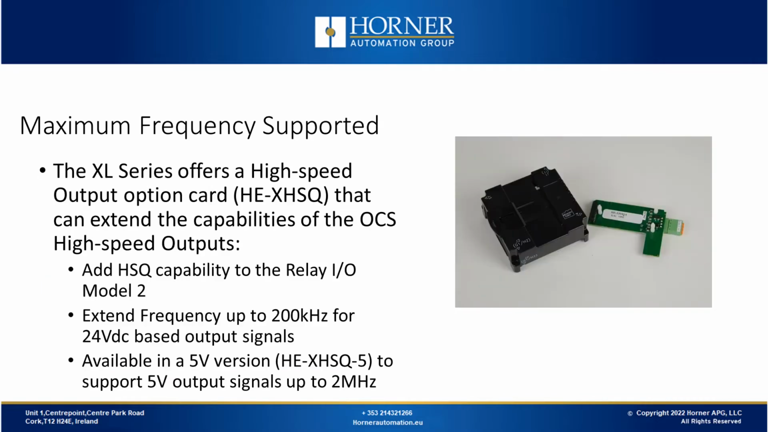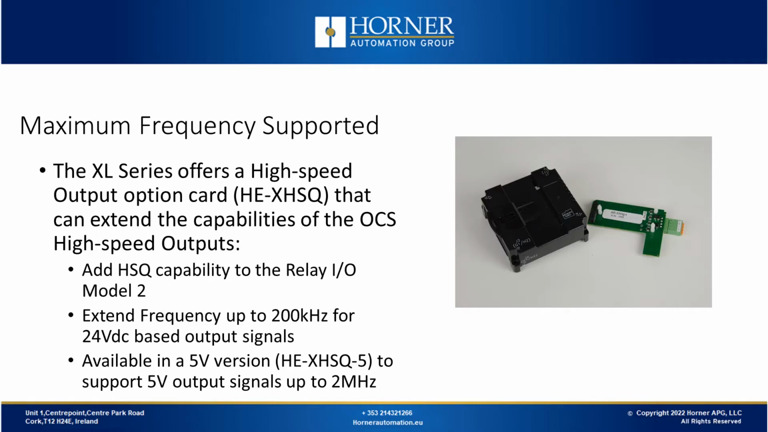For those using the XL series, if you need to go faster than what your maximum speed allows, you can add a high-speed option card to your system, which fits under the back cover. You can also use this card to add high-speed output capability to the relay model for the XL series, which is the Model 2. You can't use a relay as a high-speed output, but by adding the HE-XHSQ card, even if you're using relay outputs, you get two high-speed outputs with much faster output capability.